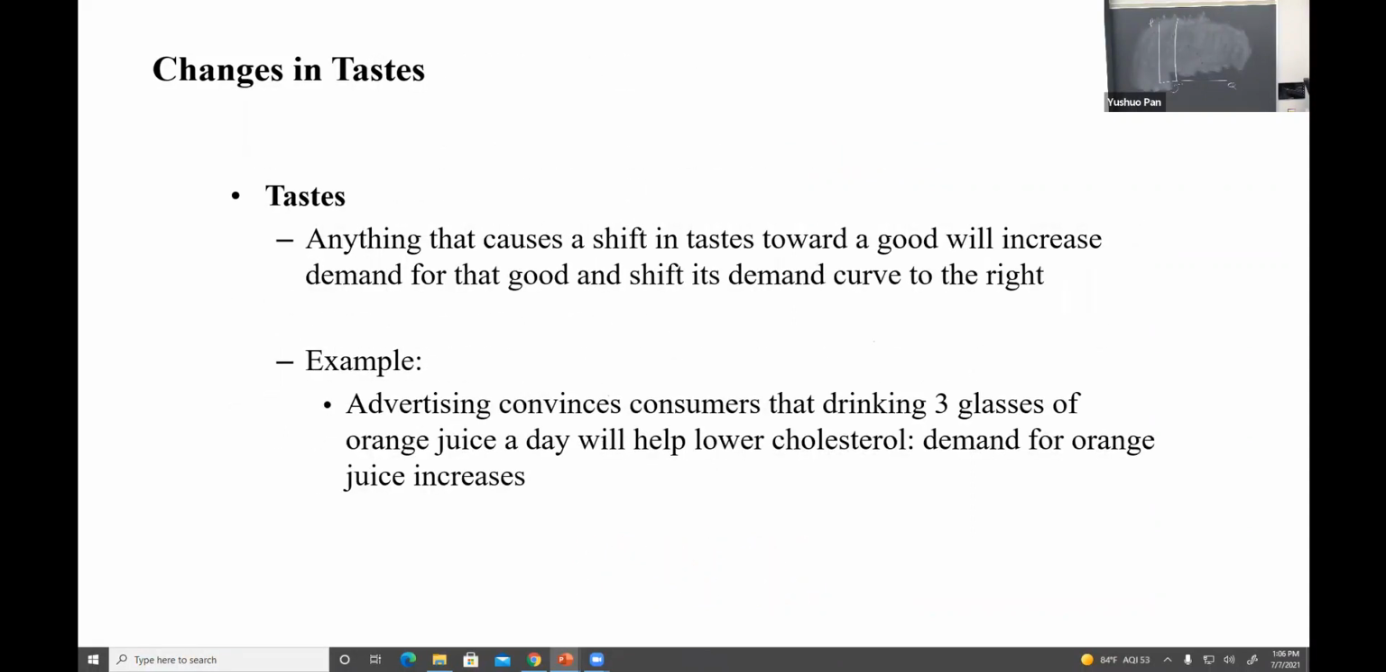Changes in tastes. Anything that causes a shift in taste toward a good will increase demand for that good and shift its demand curve to the right.